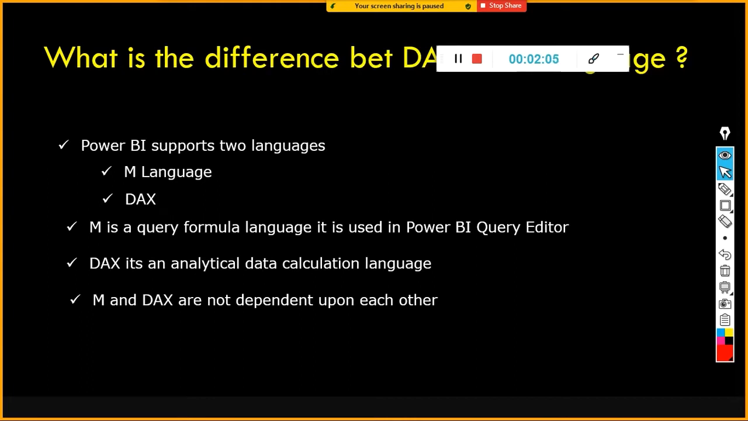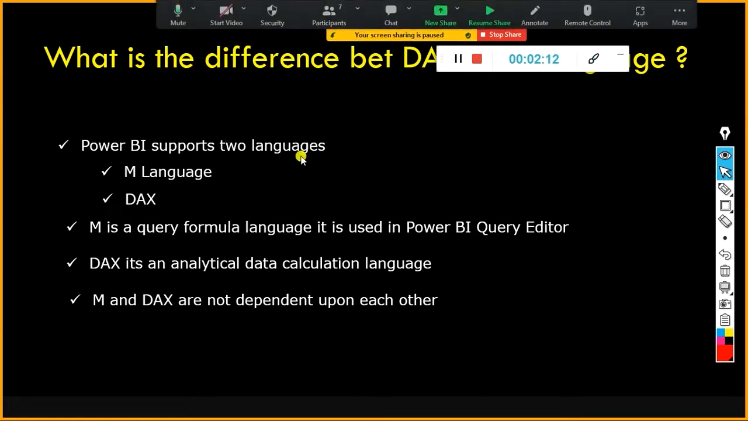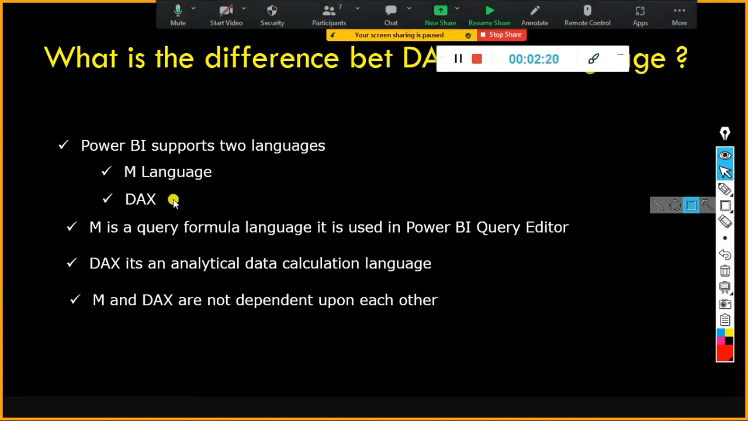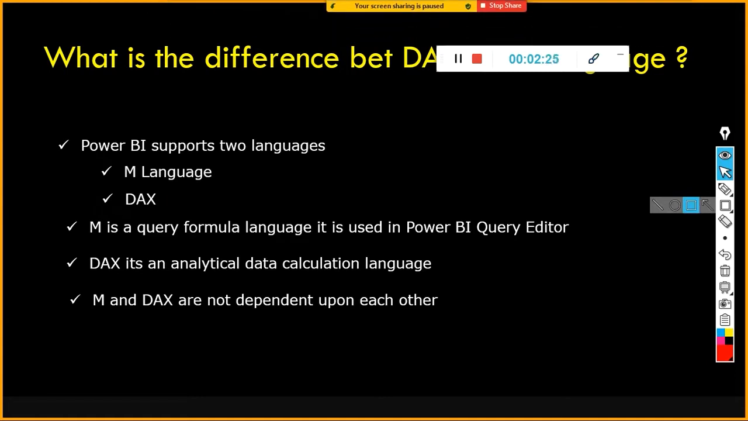Power BI supports two languages. We know very well about the M language, which we already discussed. The M language is generated behind the scenes in Power Query Editor. Apart from this, we have DAX. You cannot use DAX in Power Query Editor. M and DAX are independent of each other. M is different, DAX is different, so you cannot use these two things simultaneously. In Power Query Editor, you cannot use DAX.